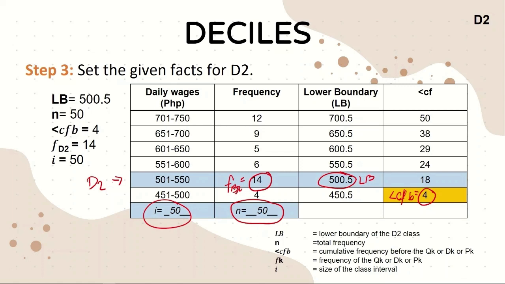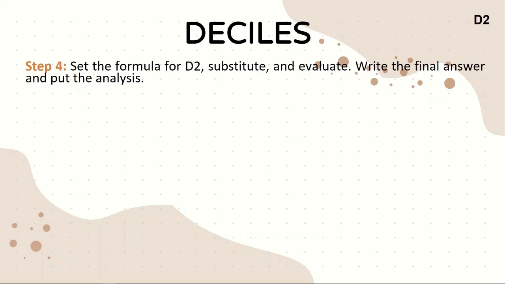Step 4 is set the formula for decile 2, substitute and evaluate, and then write the final answer and the analysis. Using the formula for the decile, which is equal to the lower boundary plus the quantity of k times n divided by 10 minus the less than cumulative frequency before the decile, divided by the frequency, times the interval. So that is the formula for the decile.